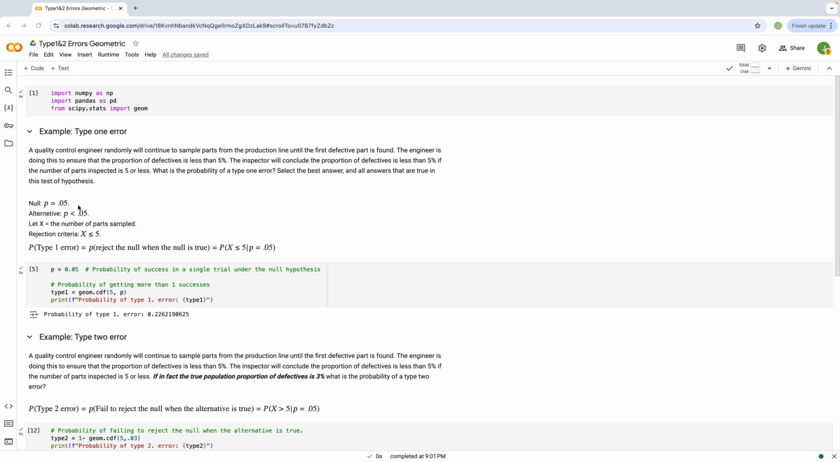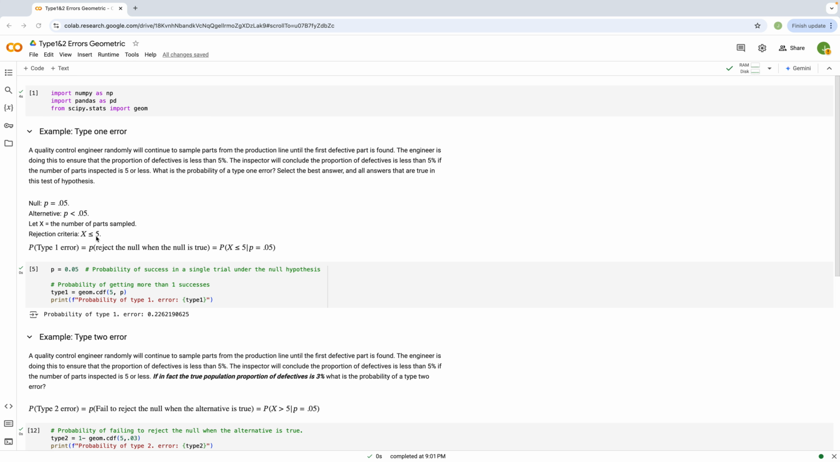Okay, so here to get started, we need to state the null and the alternative. The null is that the probability of defective is 5%. What they want to establish is that it's less than 5%, so they're going to continue to inspect parts until they find a defective and record how many parts they have to inspect. The rejection criteria is the number of parts inspected is less than or equal to 5.